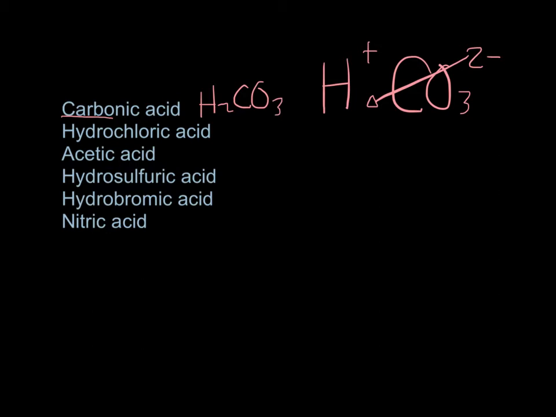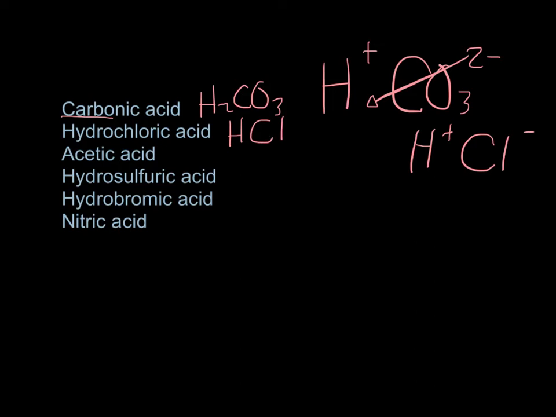Next up, hydrochloric acid. Again, I have an H+. Because hydro is there, that must mean that it's just a Cl-. Why? There's only one element on the periodic table that forms a negative ion that has the word chlor in it, and that's chlorine. Okay, the chloride ion. So that just means that's HCl.